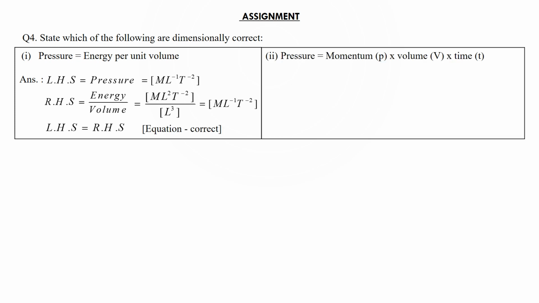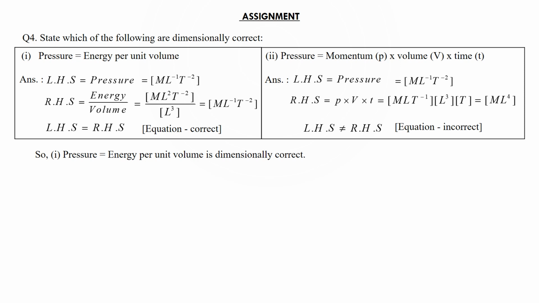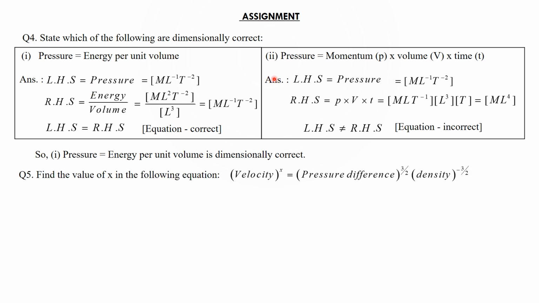Let's see another part. Pressure is equal to momentum into volume into time. Okay. LHS is pressure, ML minus 1 T minus 2. RHS is momentum into volume into time, which is MLT minus 1 for momentum, and then volume is L cube and time is T. On solving, what am I getting? ML to the power 4. LHS not equal to RHS, so it's not dimensionally correct. Okay, so that means the first one is correct, the second one is incorrect.